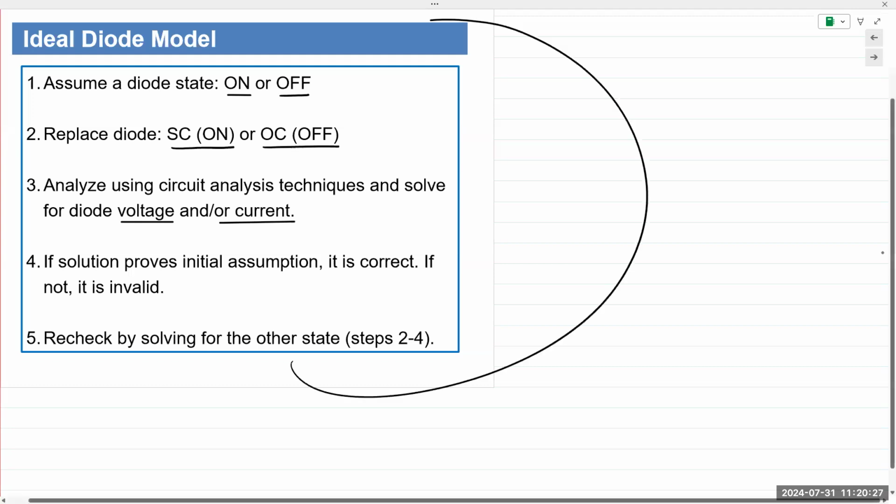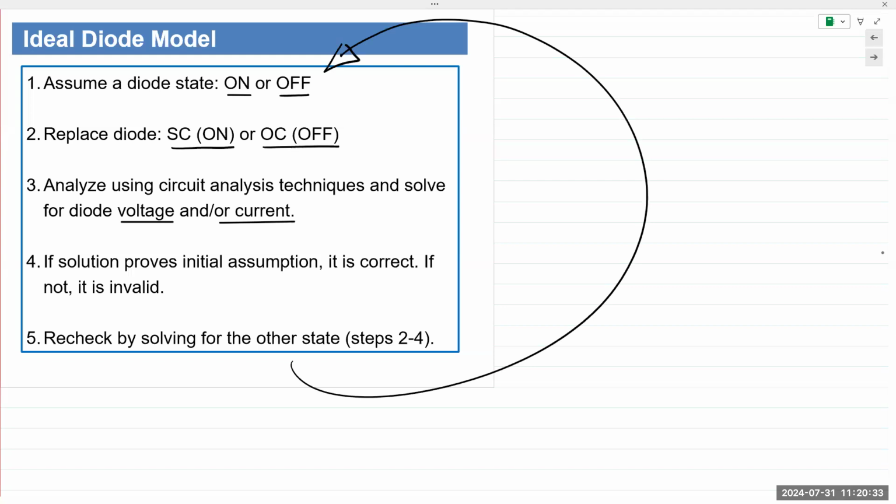Then you go back to step 1 and redo until your solution is valid. So you redo all of the steps in that same order until you find a solution that stays valid.